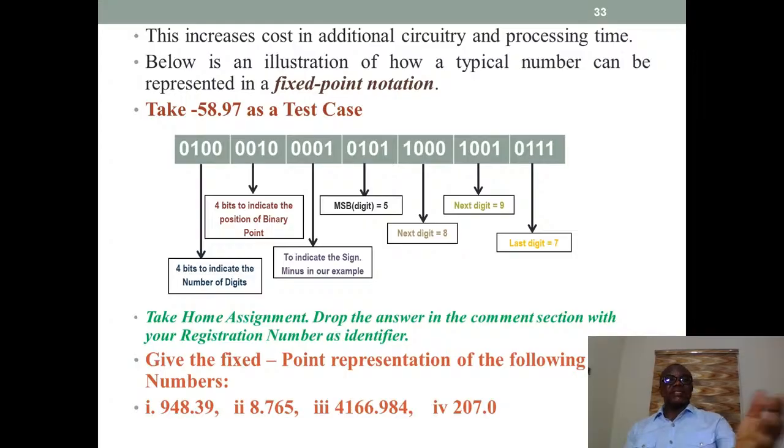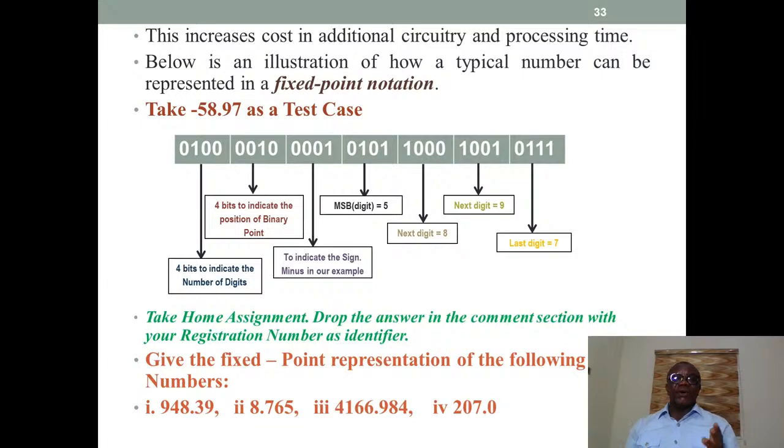In our case, it is minus 58, and in signed numbers, the computer uses a 1 to indicate minus. So it puts a 1 there, and then because it is 4 digits, the most significant digit is 5. It puts the equivalent of 5 there. The next one is 8. The next one is 9. The next one is 7. So immediately it sees this, you'll be able to look at this fixed point and give exactly what the answer is.